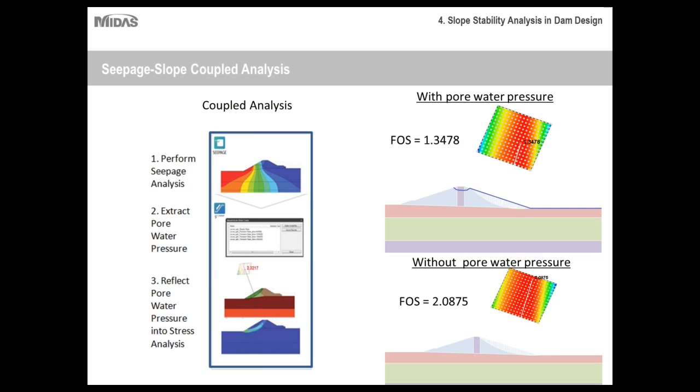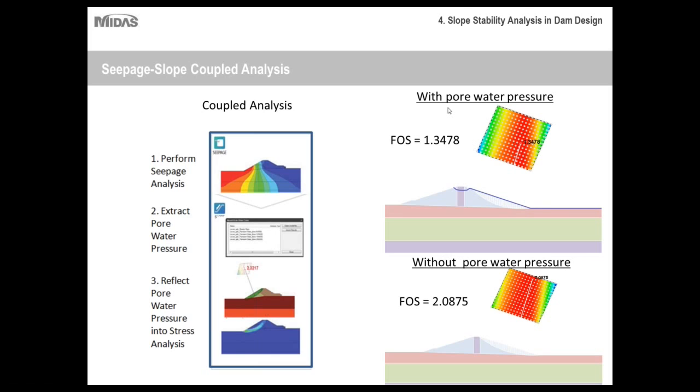Now, coupled analysis. So say, for example, you want to do a coupled analysis just to see if a measure such as a drainage blanket or maybe a clay core would be needed. We reviewed this in one of our previous lectures, but just as a review, first and foremost, you'd perform your seepage analysis to get your pore water pressures. Then you'd extract your pore water pressures and reflect those into your stress analysis or your slope stability analysis. And so as you can see, they'd be modeled directly into your slope stability analysis.